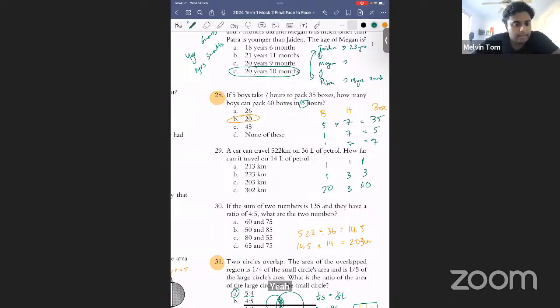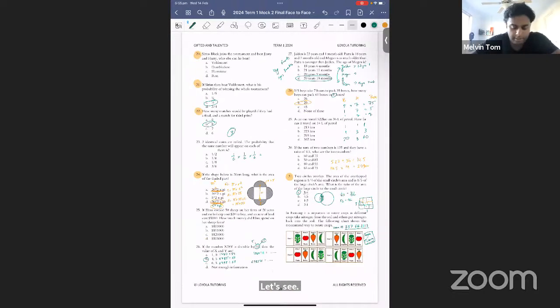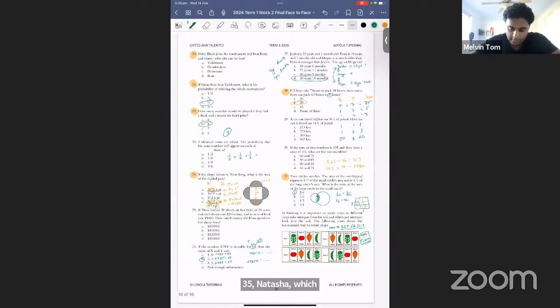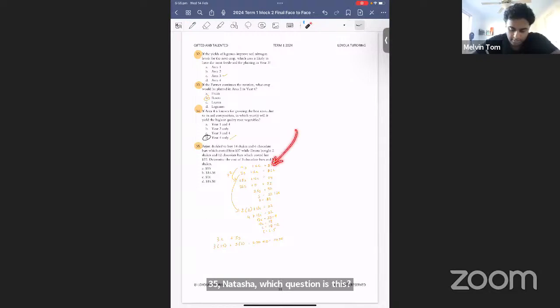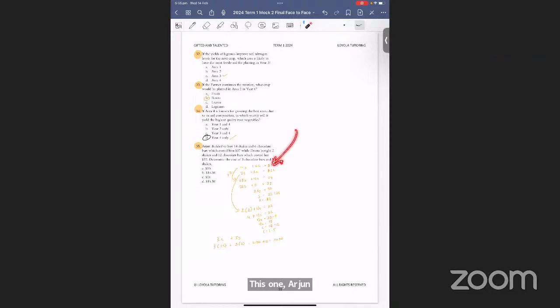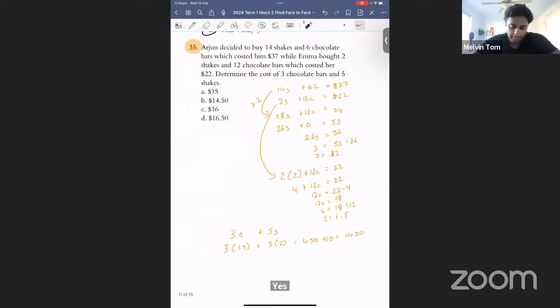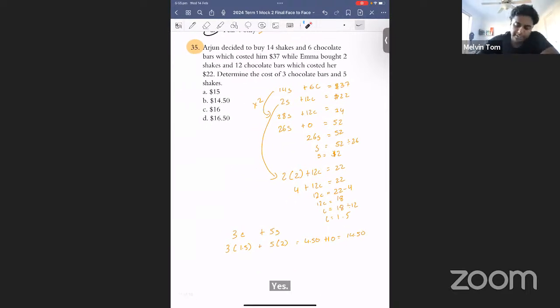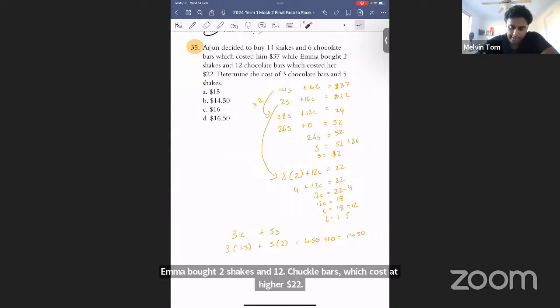All right, next, we'll take 2 more questions. So question number 35. Natasha, which question is this? This one, Arjun? Yes. All right. So Arjun decided to buy 14 shakes and 6 chocolate bars, which cost him $37, while Emma bought 2 shakes and 12 chocolate bars, which cost her $22. Determine the cost of 3 chocolate bars and 5 shakes.